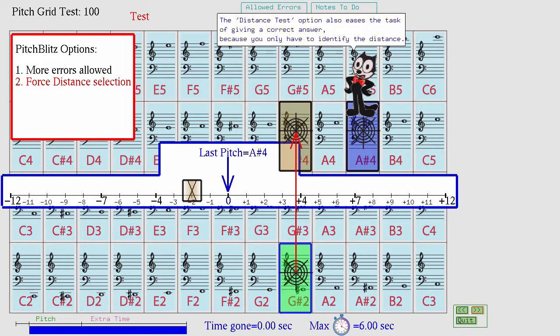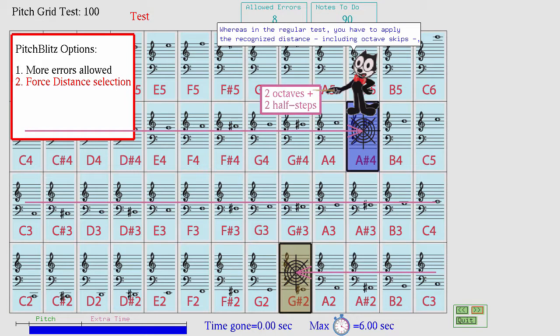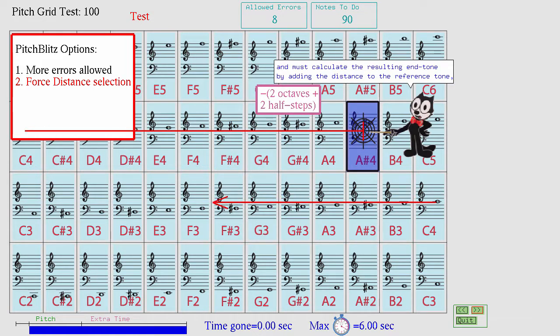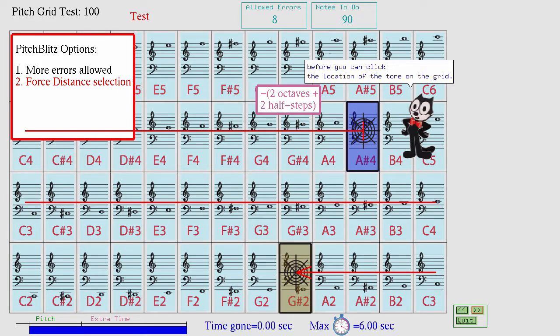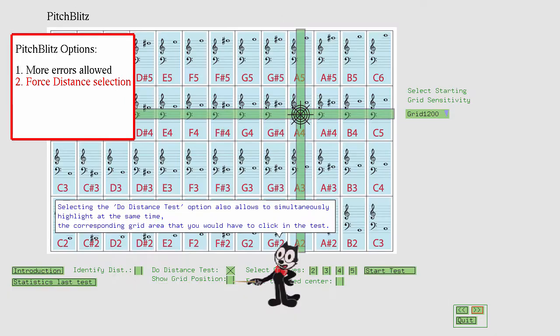The distance test option also eases the task of giving a correct answer, because you only have to identify the distance. Whereas in the regular test, you have to apply the recognized distance, including octave skips, and must calculate the resulting end tone by adding the distance to the reference tone, before you can click the location of the tone on the grid. Selecting the Do Distance Test option also allows to simultaneously highlight the corresponding grid area that you would have to click in the test.